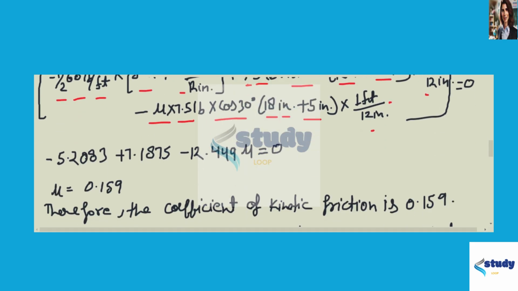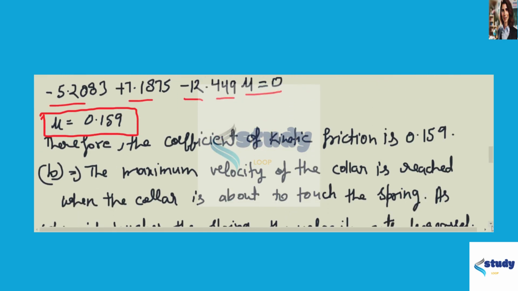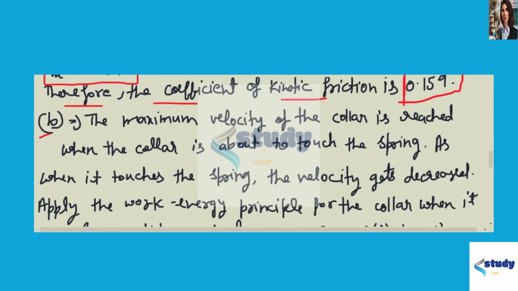From here, by solving this, we get minus 5.2803 plus 7.1875 minus 12.449 mu equals 0, and from here we get mu equals 0.159. Therefore, the coefficient of kinetic friction is 0.159. Now for part B.